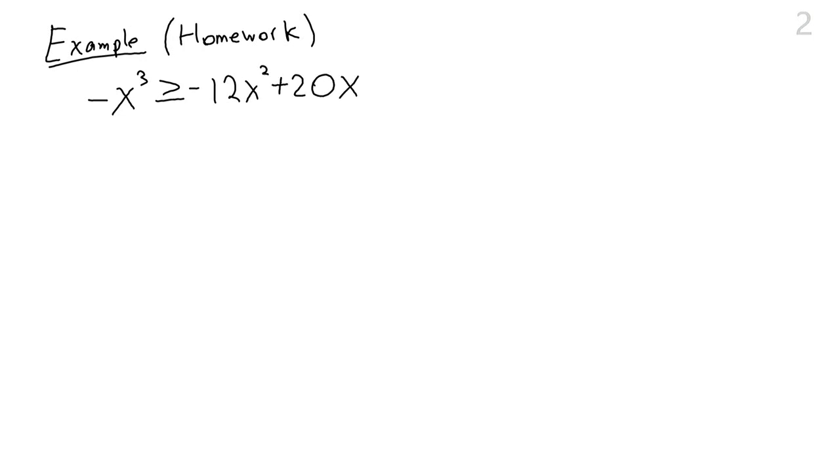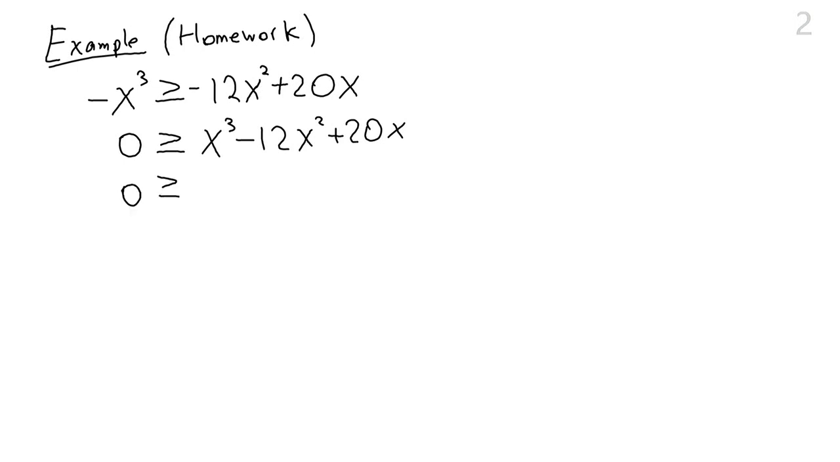So in this inequality, we have -x cubed is greater or equal to -12x squared plus 20x. So what we first do is bring everything over to one side. It doesn't matter which side, but you have to pick one. In this case, I brought over x cubed over there, so I added x cubed to both sides of the inequality. Now, it's not factored, so I need to factor it.